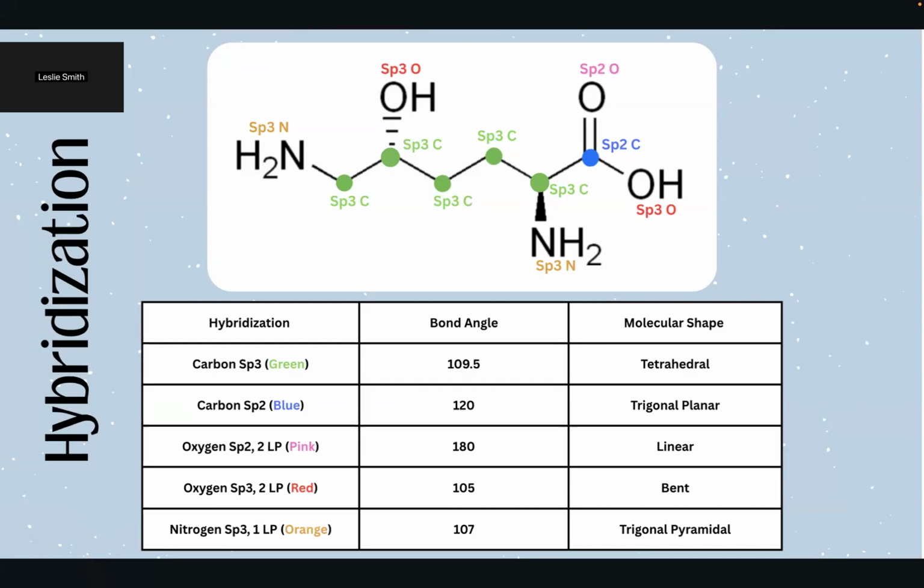The pink oxygen is sp2 with two lone pairs, making the bond angle 180 and linear. The red oxygen is sp3 with two lone pairs, having a bond angle of 105 and a bent shape. Finally, both the orange amine groups are sp3 with one lone pair, having a bond angle of 107 and a trigonal pyramidal molecular shape.